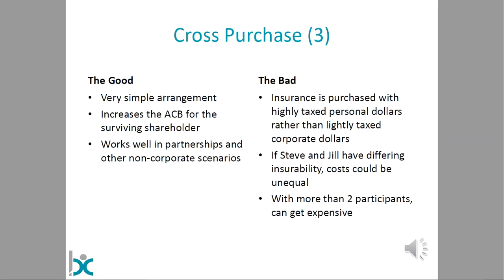And then a third factor that makes the cross-purchase agreement potentially not the best is if you have more than 2 participants. So if we have 3 or 4 or 5 people, then you have to buy multiple policies. If you have 3 people and you're using a cross-purchase agreement, you would have to have 6 policies in place in total. Each shareholder would have to buy a policy on each of their other 2 partners. So it's not the most efficient way to do things, but it is the simplest.